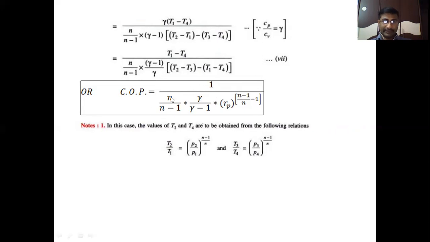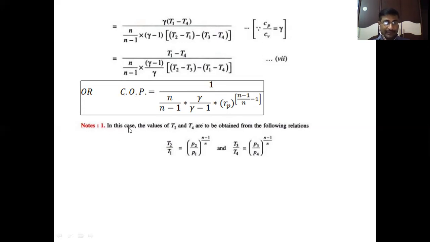Let us check whether this equation is correct or not. If n equals gamma, that is, the compression and expansions are isentropic, then n is replaced by gamma, it will be cancelled, and the remaining equation is the same: 1 by Rp power (gamma minus 1) by gamma, minus 1, is the final equation. This is the COP of the Bell-Coleman cycle for isentropic compression and expansion.